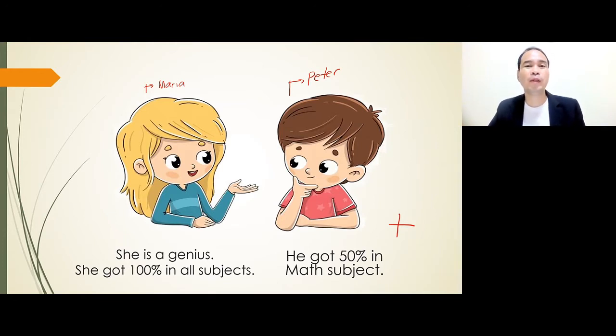However, Maria told Peter, oh Peter, I don't need your help. I'm genius. I can do all the subjects by myself. So in this situation, Maria feels like she doesn't need help at all. I'm just okay because I'm genius. I can do almost all the subjects by myself. So this is an example of commensalism.